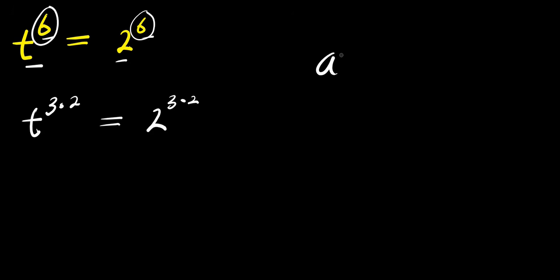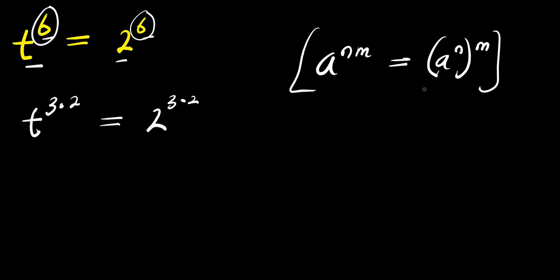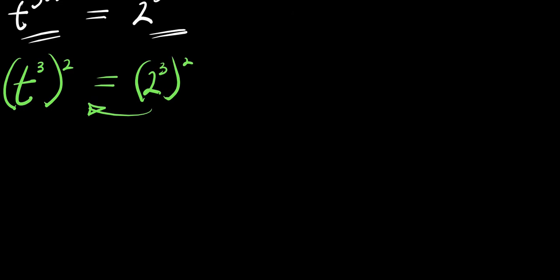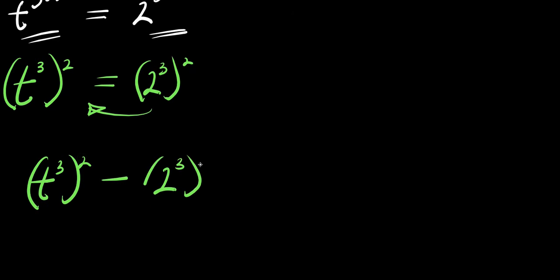Now, if you have a power m times n, this equals a power m raised to the power of n. We are going to apply this right here and here. So I'm going to have t to the power of 3 raised to the power of 2, and this equals 2 to the power of 3, and this is raised to the power of 2. So I can move this over here. It becomes t power 3 raised to the power of 2 minus 2 power 3 raised to the power of 2, and this equals 0.